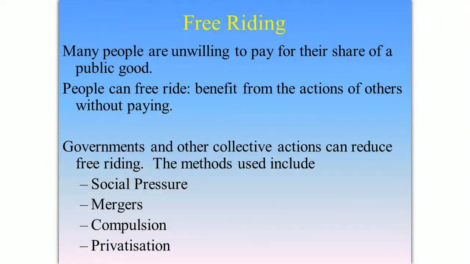So how in a sense can we solve it? Many people are unwilling to pay for their share of a public good. So what we get is the terminology saying that people can free ride, benefit from the actions of others. So they simply sort of jump on board and get the benefits that somebody else is paying for. So governments and other collective actions can reduce free riding. The methods include social pressure, mergers, compulsion, privatization.